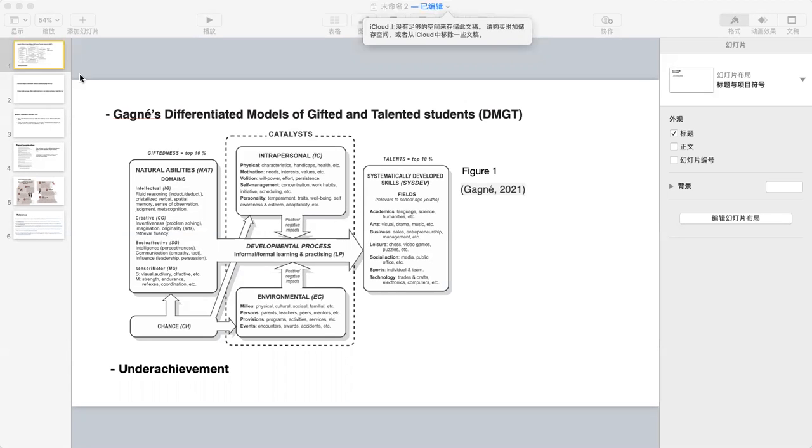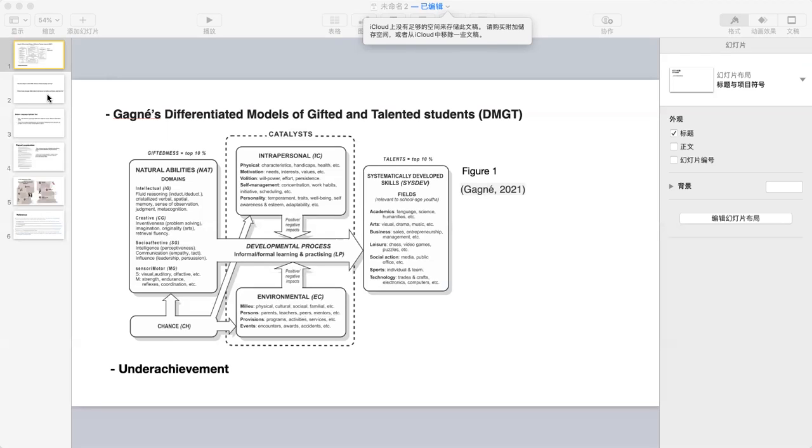We can see this model from left to right. If you want to develop one's aptitude into competencies or talent, you need to apply this developmental process. For instance, allow a student access to the activities or invest money and time in one particular domain. We can see that there's a part named catalyst that is divided into environmental and intrapersonal sections in the graph. This part is where we, as teachers, may take some interventions to aid the developmental process that may finally help students achieve their competencies or talent.